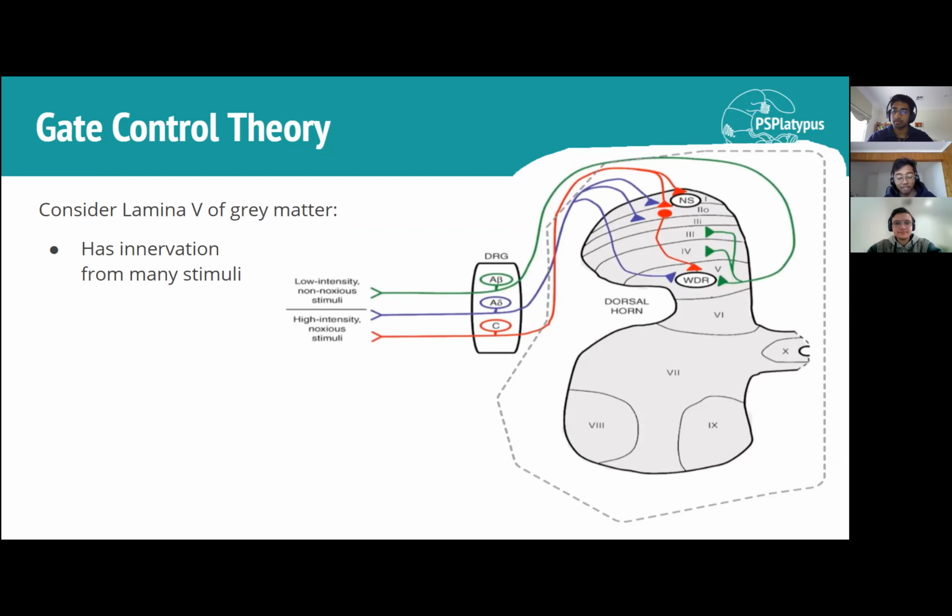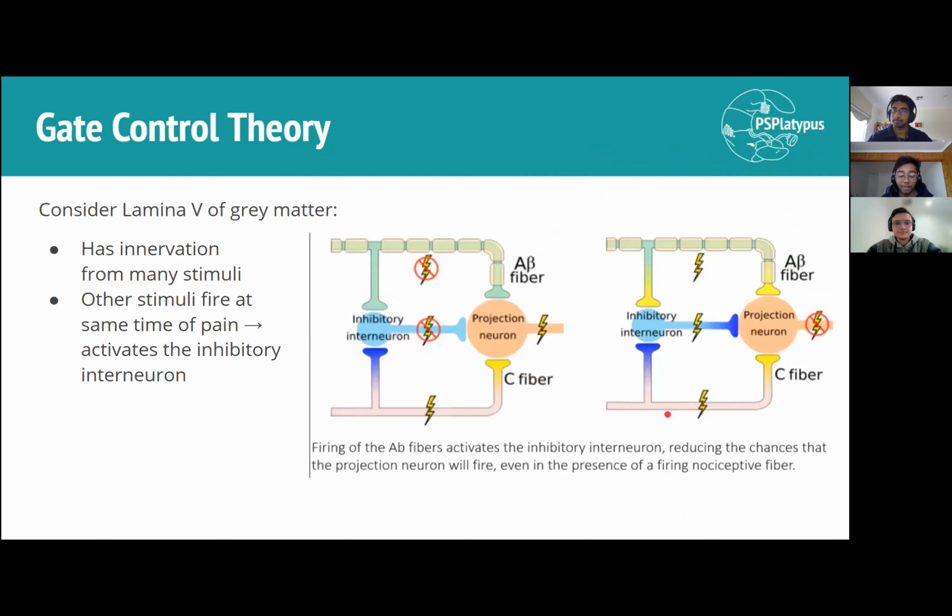So if we have a look at this cross-section of the spinal cord, and if you look at lamina 5 of the gray matter, you'll notice that we have a lot of different types of stimuli that innervate there. So we've got, for example, the green low intensity non-noxious stimuli and the red and blue high intensity noxious stimuli. Basically, I want you guys to orient yourself to this diagram here.